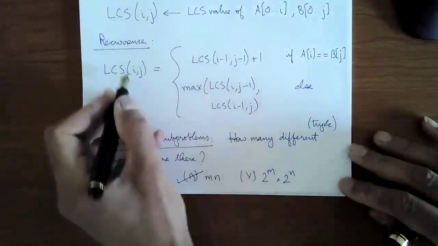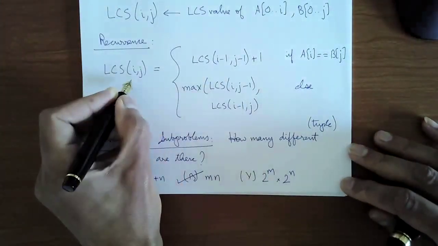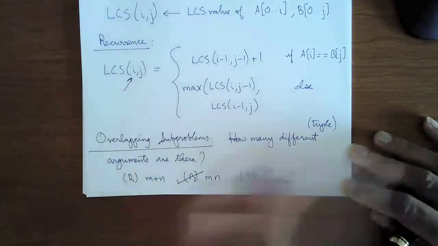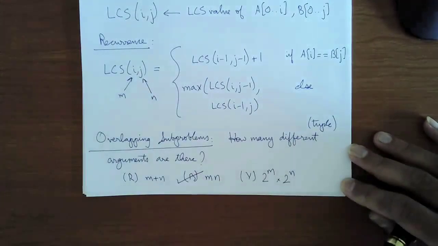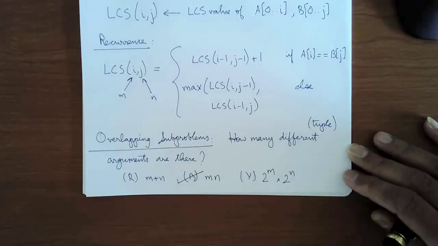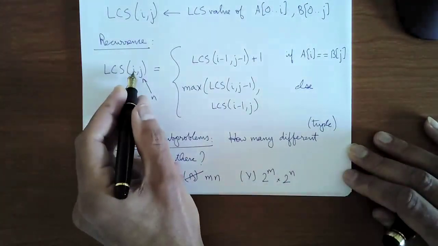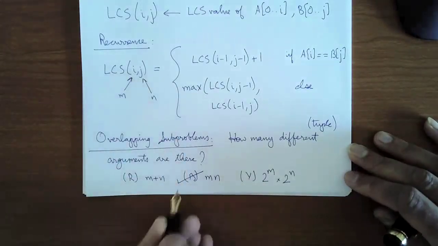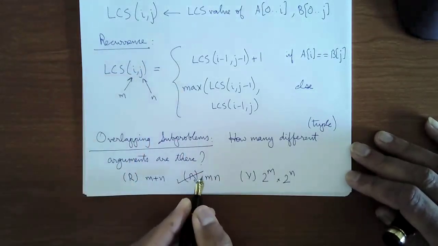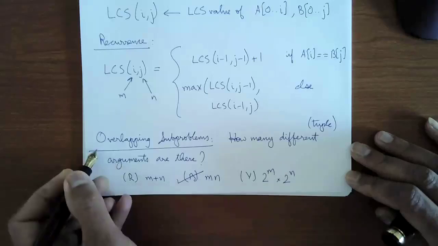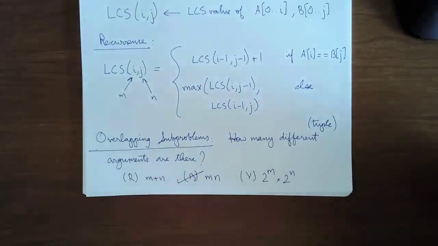It's fairly direct, right? There are two arguments here. How many choices for this argument? M choices. How many choices for this argument? N choices. Because this goes from 0 to m minus 1 and this goes from 0 to n minus 1. So there are only m times n choices. Even if you run this exponentially, there are only m times n choices, and that's the overlapping subproblems.